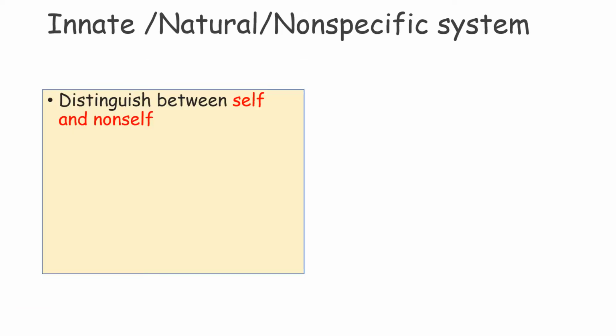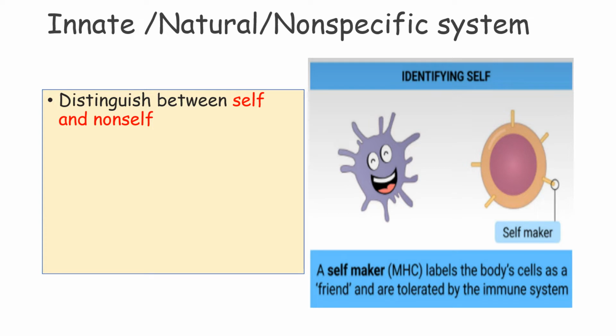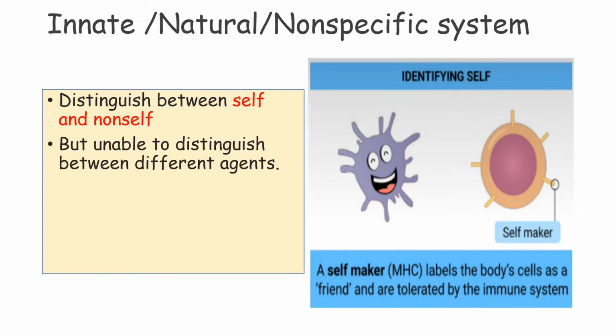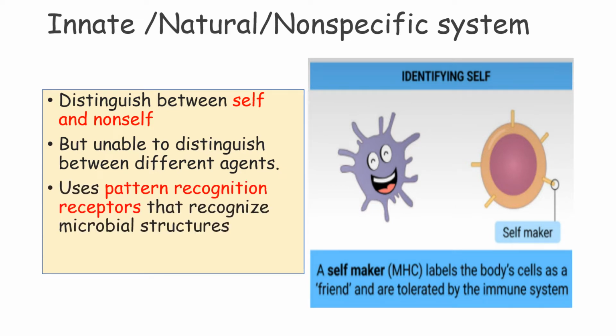The innate immunity or natural immunity is a non-specific system, although it is able to distinguish between self and non-self. That is possible because of the presence of MHC, or the major histocompatibility complex, which labels the body cell as a friend, and hence they are tolerated by the immune system. It is not able to distinguish between the different types of agents or pathogens, and therefore it is non-specific in nature, and it uses pattern recognition receptors that recognize different microbial structures and consider them to be a foe.